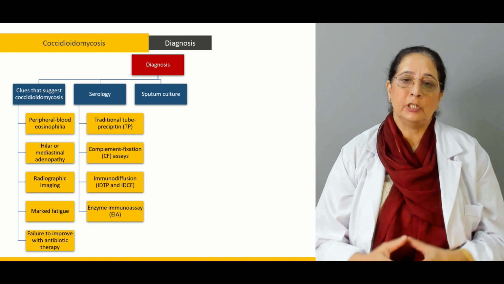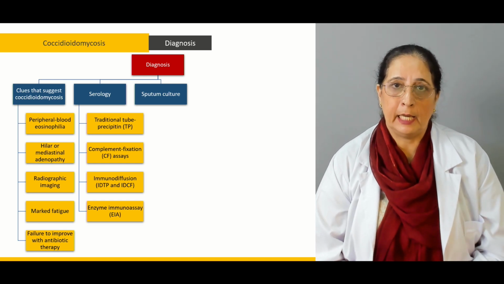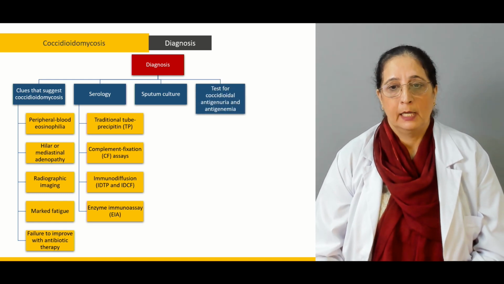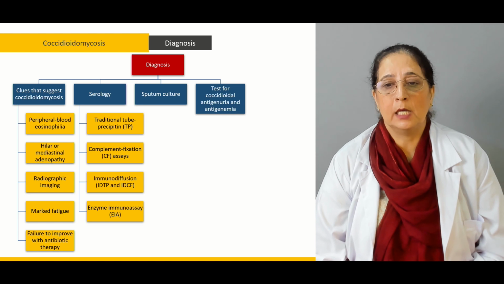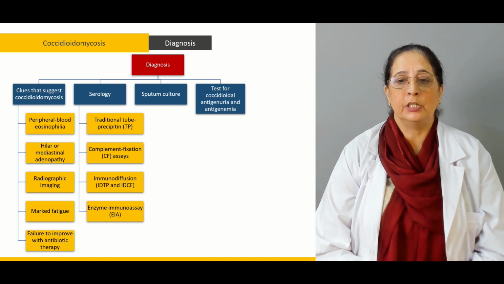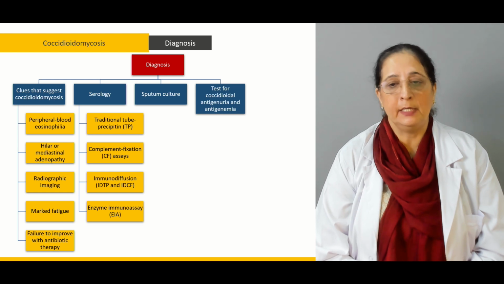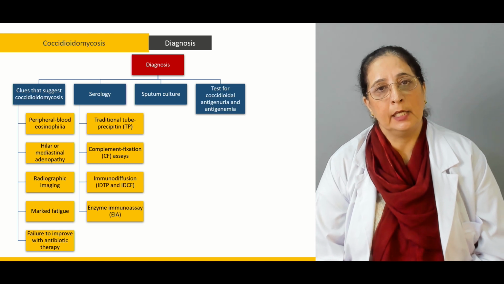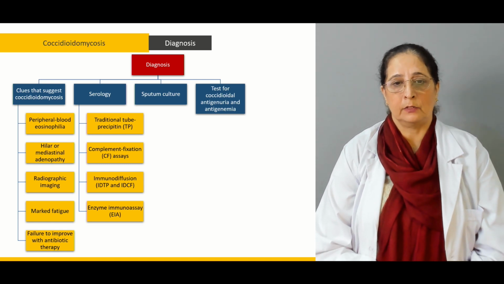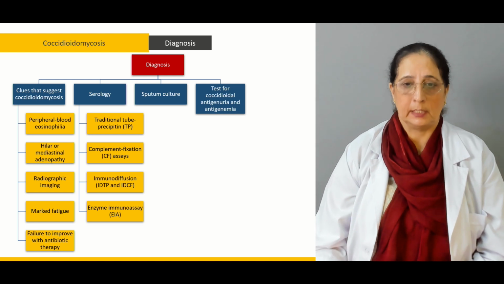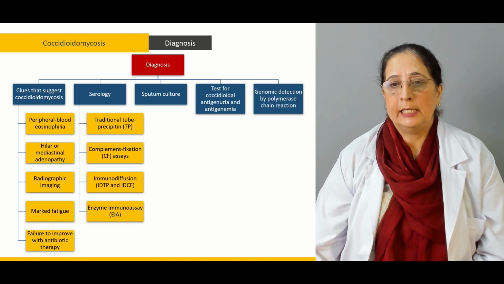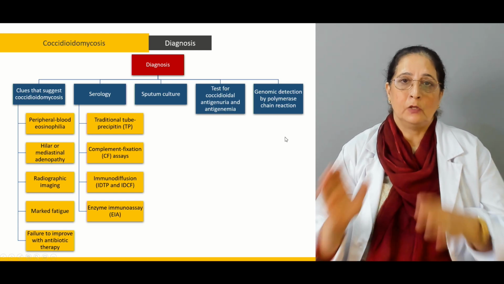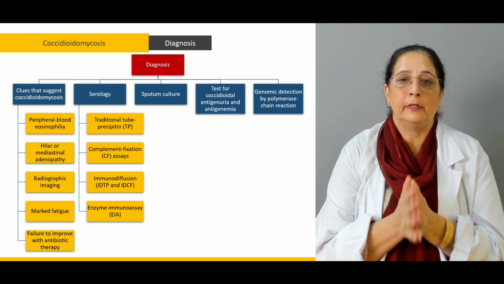Then sputum culture. Sputum culture is again an important test to culture the causative agent. Test for coccidioidal antigenuria and antigenemia. Presence of antigen in the urine and the antigen in the blood are also used for the diagnosis. Then genomic detection by polymerase chain reaction. So all these are the tests done for the diagnosis.